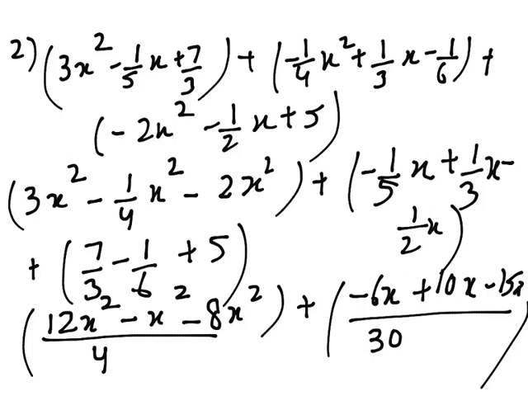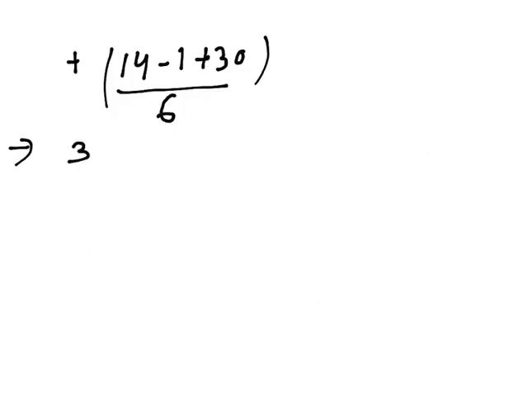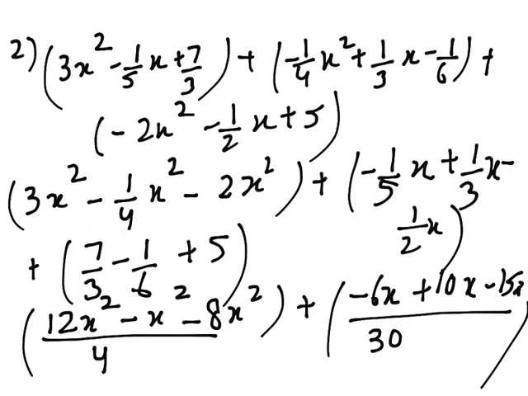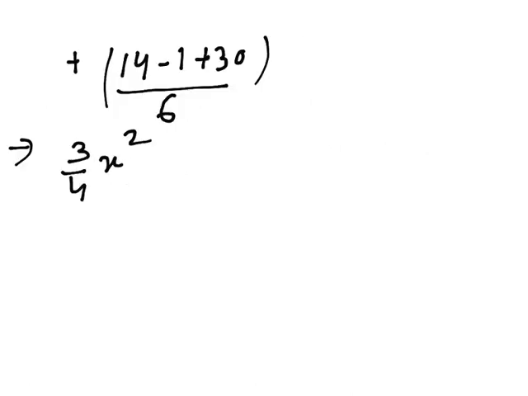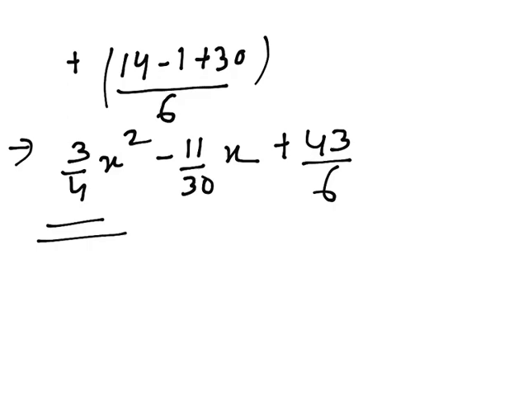Minus 1 minus 8 will be minus 9. 12 minus 9 will be 3. So it will be 3 by 4 x square. Next we have 15 and 16. We will add this. It will come as 21. Minus 21 and then plus 10 will be minus 11 by 30 x. Here we will add this: 30 plus 14 is 44, minus 1 is 43. So here the sum of the algebraic expressions comes out like this. Okay.